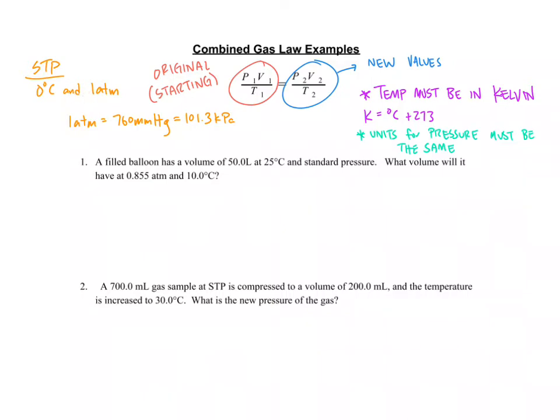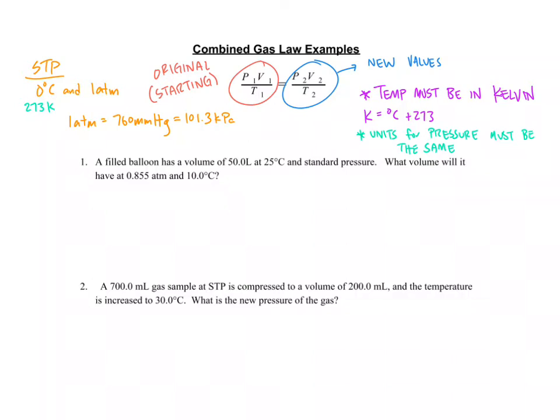But what if your problem doesn't have a measurement in atmospheres? Well, know that 1 atmosphere equals 760 millimeters of mercury. So this is also standard pressure. 1 atmosphere is equal to 101.3 kilopascals. So this is also standard pressure. 0 degrees Celsius. Remember, all temperatures must be in Kelvin. So if I add 273 to that, then my standard temperature in Kelvin is 273 Kelvin. Okay, so just some things to keep in mind as we go through these examples.